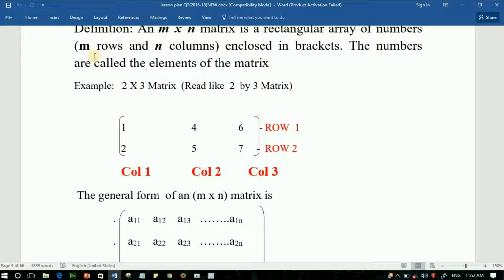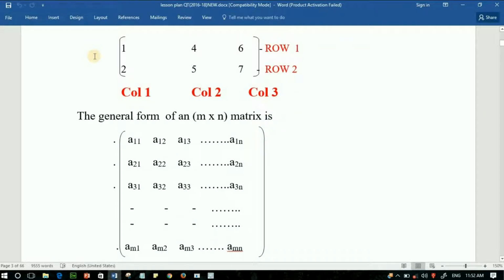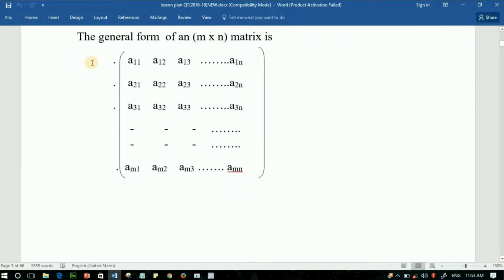A14 means first row, fourth column element. Similarly, you can see that A23 is second row, third column element. So A32 is third row, second column element. In the same way, you can write any number of items.